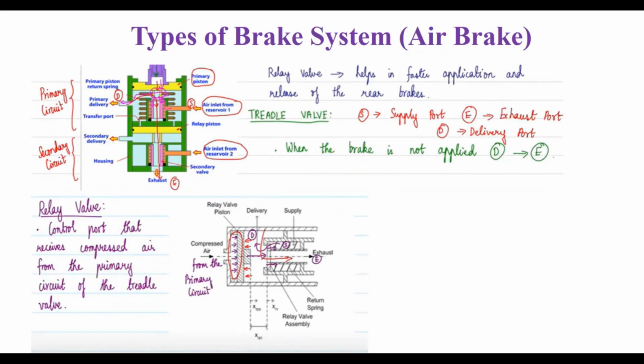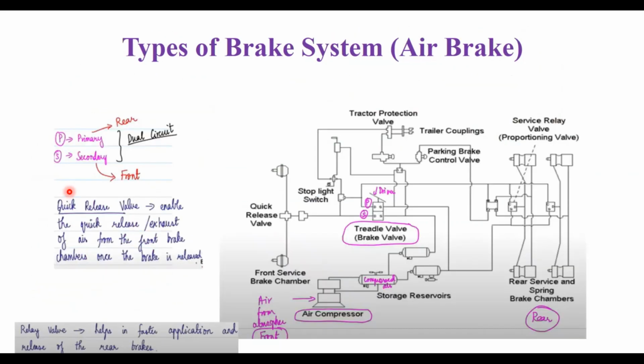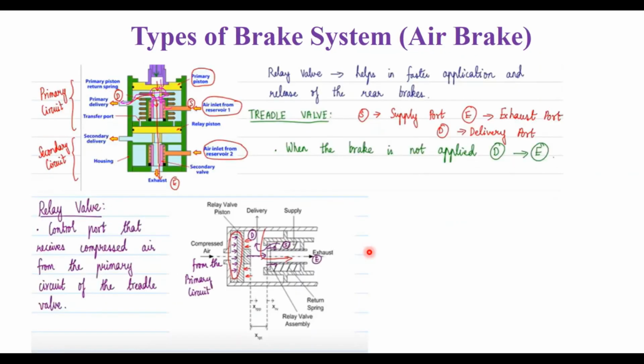And again, you have the relay valve, which helps for faster application and release of the rear brakes. You also have a treadle valve. So this is a treadle valve or brake valve. And in this case, you have primary circuit and secondary circuit, right? P is the supply port, E is nothing but the exhaust port, and D is nothing but the delivery port.